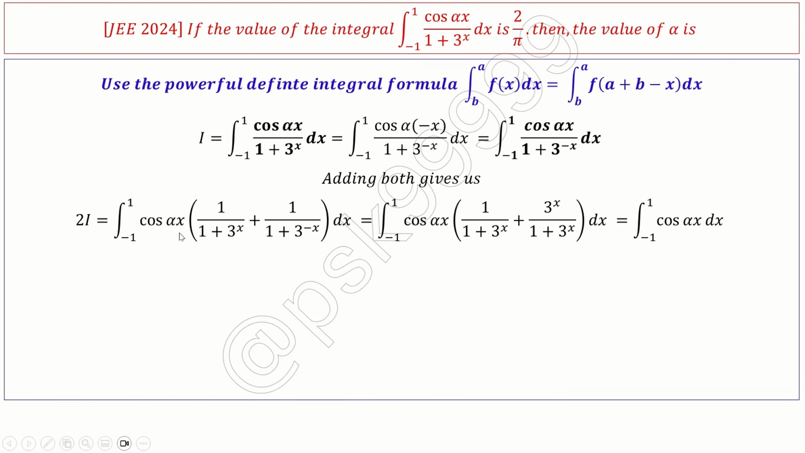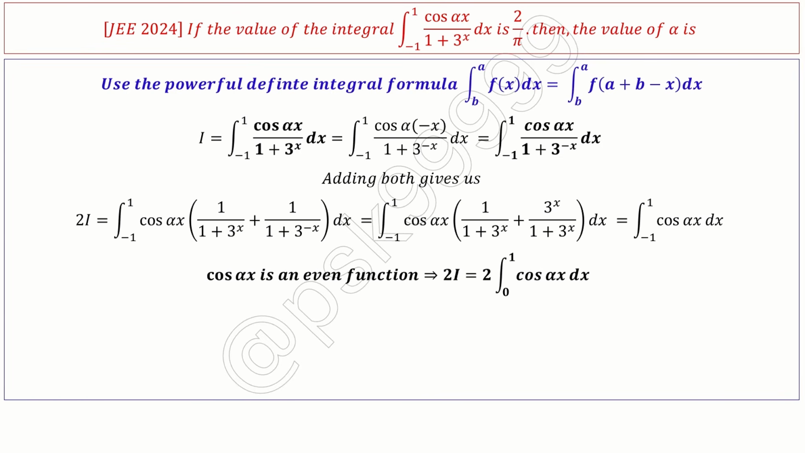2I is nothing but cos alpha x, if I take it common, which is there in the numerator, it will become 1 by 1 plus 3 to the power of x plus 1 by 1 plus 3 to the power of minus x, dx. Which, if I simplify here, will become 1 by 1 plus 3 to the power of x plus 3 to the power of x by 1 plus 3 to the power of x. So this is what it will become. Now this whole thing is 1, correct? This whole thing is 1. So I am left with the integration from minus 1 to 1 of cos of alpha x dx, which is very simple. It is nothing but 2I.